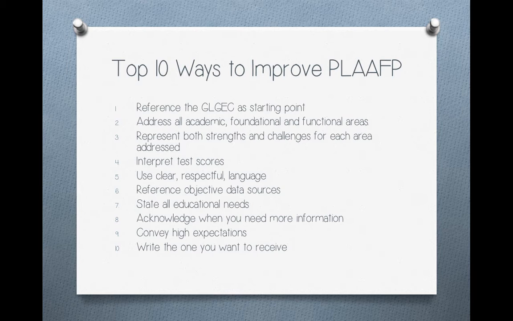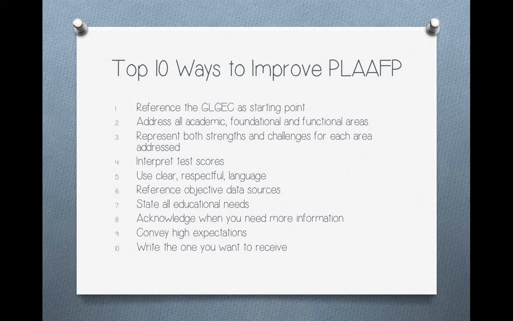Reference objective data sources. This sort of goes with what's above, but giving subjective information, like I think, about something that should be objective is not a best practice. So try and say, where do you get that from? Based on what? So if you're saying he's not able to read words or whatever, is that based on your expectation, or do you have some objective data that shows that you attempted that and they're not yet doing X, and so we're going to try and work on that process, okay? State all educational needs.